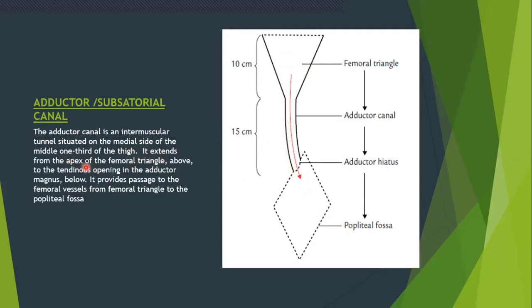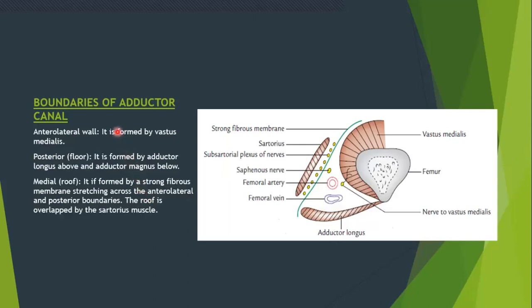It usually extends from the apex of the femoral triangle above to the tendinous opening in the adductor magnus below. So from the apex of the femoral triangle here to the adductor hiatus here. It provides passage of femoral vessels from the femoral triangle to the popliteal fossa. So boundaries, this is a must know. This is lateral, this is medial, this is posterior, this is anterior.